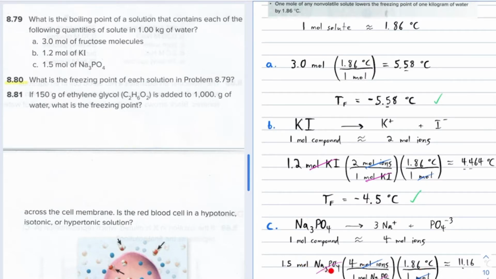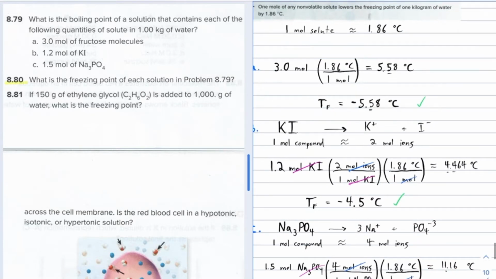So you see the units canceling to give you degrees. And the calculation gives you 11.16, which rounds to 11. So the new freezing point is going to be negative 11 degrees Celsius. Quite low.